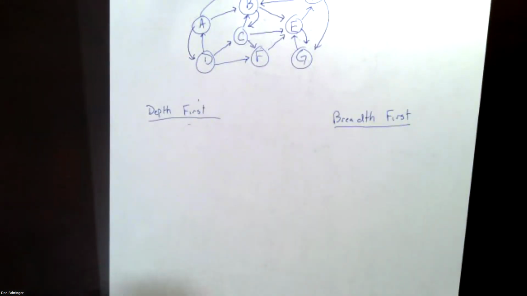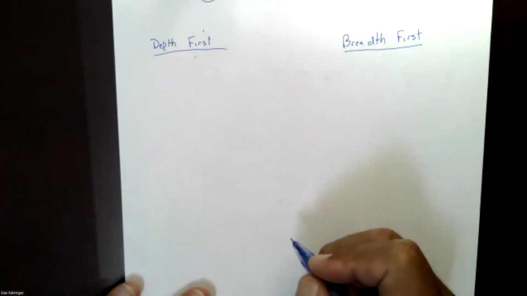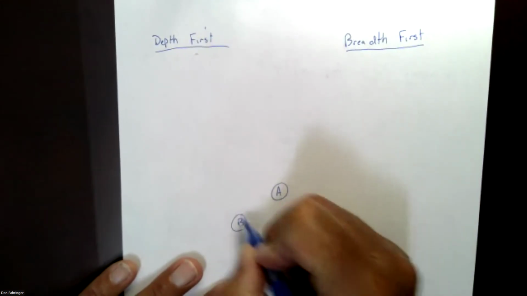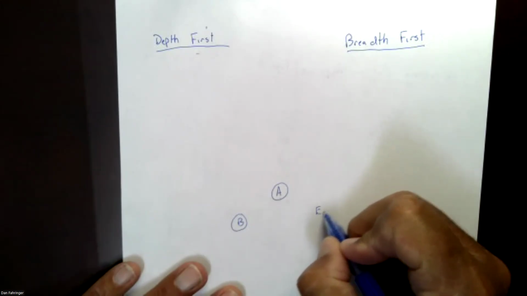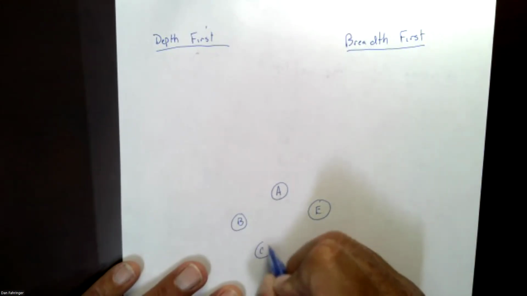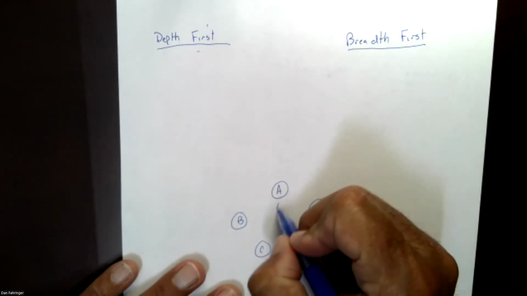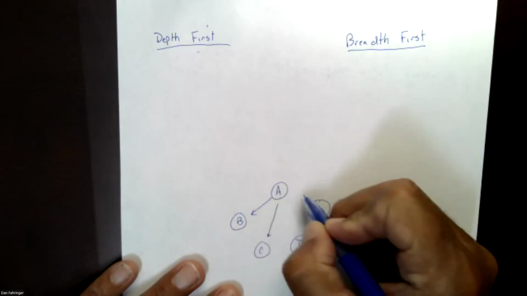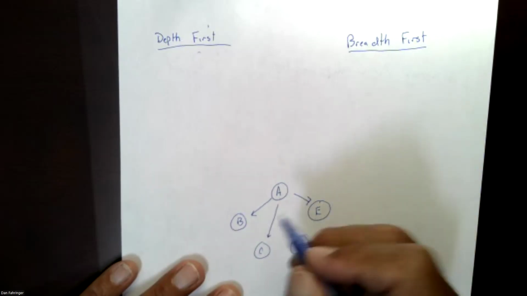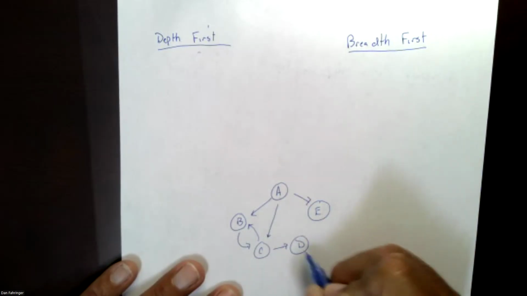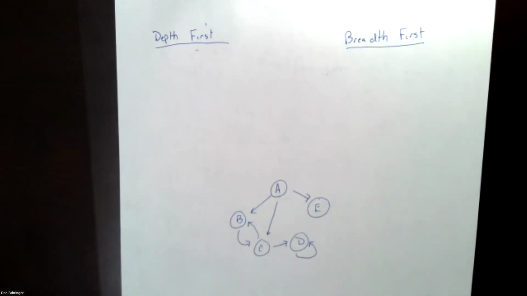Let me do this quick example because it doesn't sound like many watch the videos, but let's create a temporary one. I'm going to put A here, B is here, E is here, C is here. We're just going around the horn, and D is here. I'm going to connect them. Keeping it simple: A goes to C, A goes to B, A goes to E, B to C, and C to B. This is one I've used before. C goes to D, and D goes to itself.